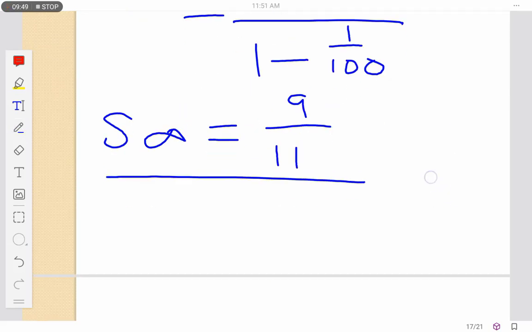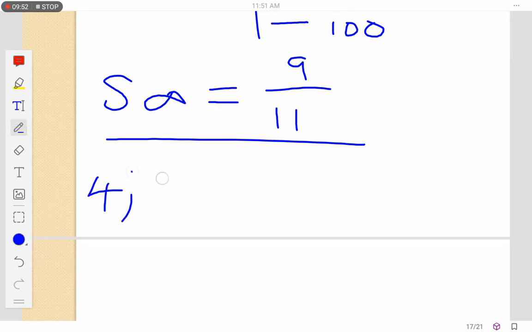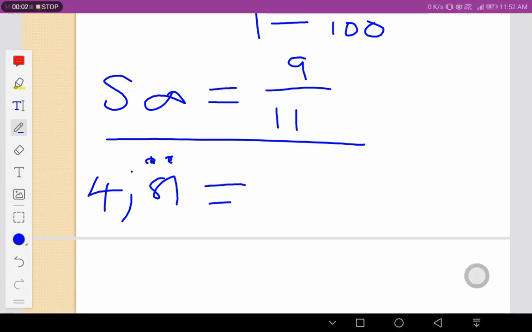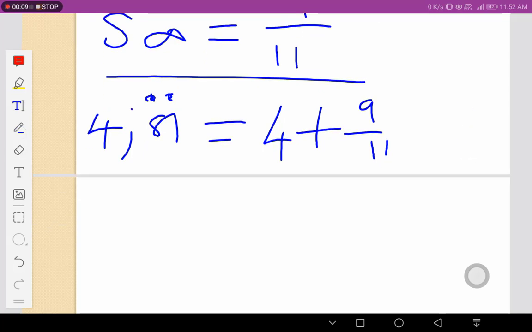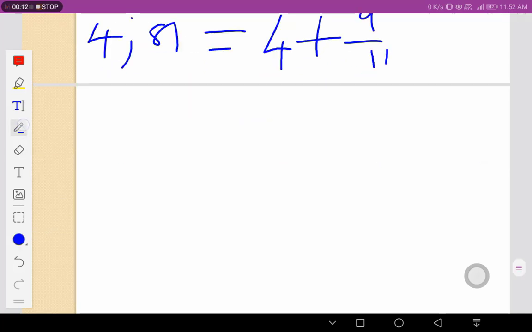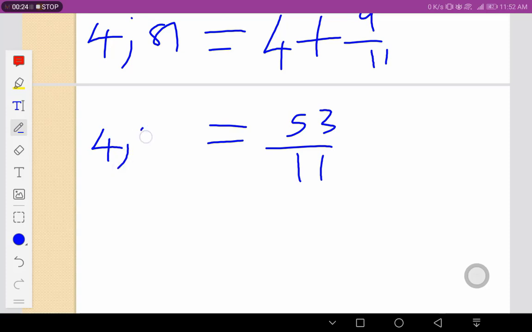But now if we go back to our 4.81 recurring, this becomes 4 plus 9 over 11. Now having that, we can write it as an improper fraction, 53 over 11. So this is the common fraction that we can write for 4.81 recurring. So this is the final answer.